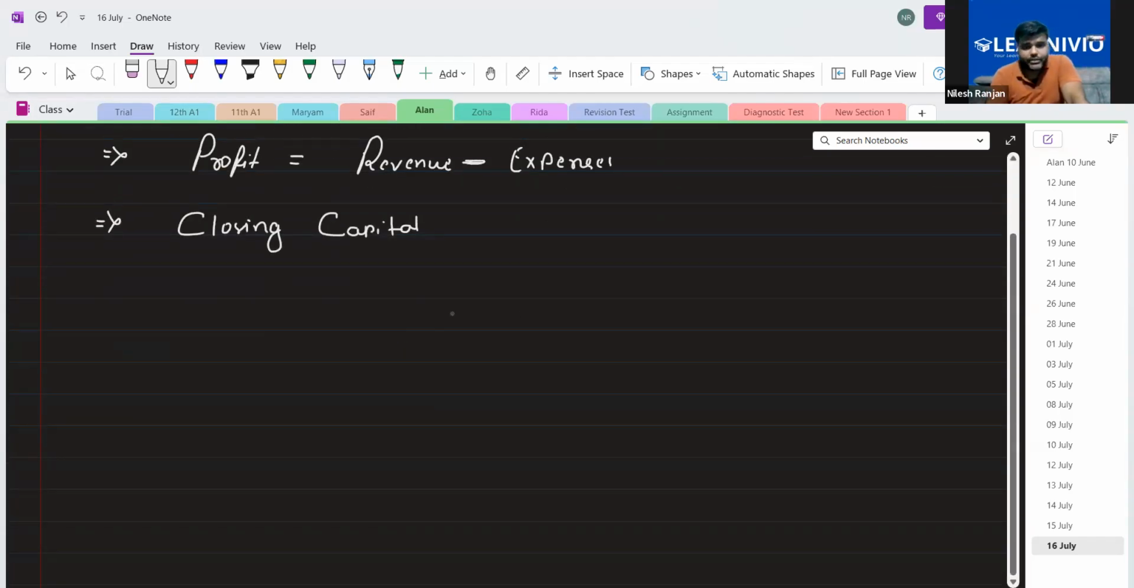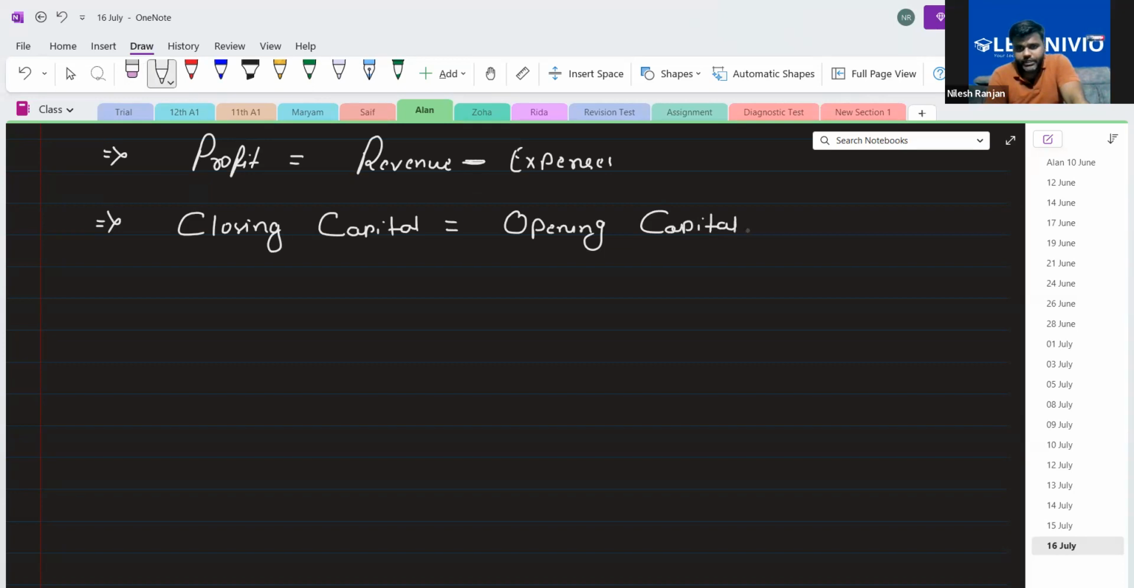Now, closing capital, if there is no other information and only starting capital is given, closing capital equals opening capital plus profit. This is the simple formula. It means what you have invested in the beginning plus how much you have earned during the year. Opening capital plus profit is closing capital. Tell me, is this clear? Yes, sir.